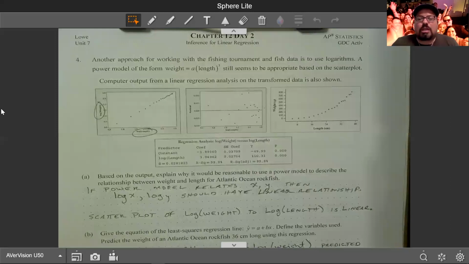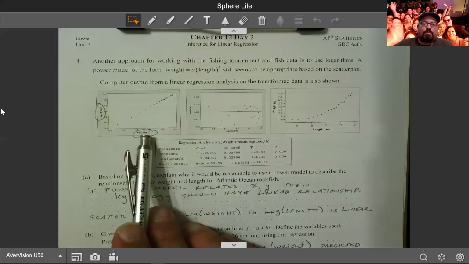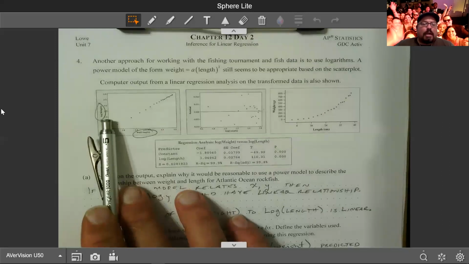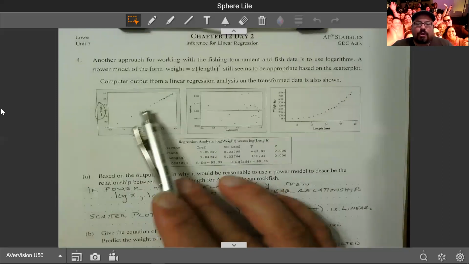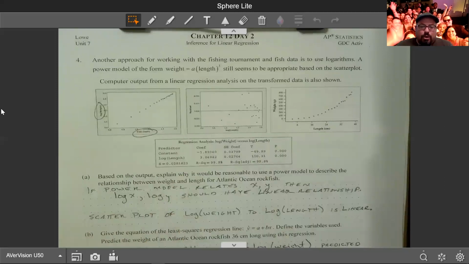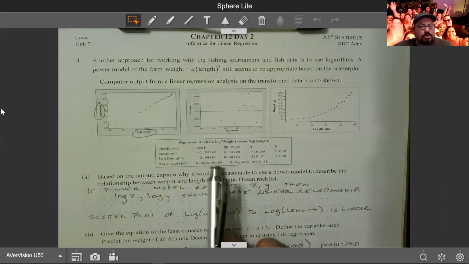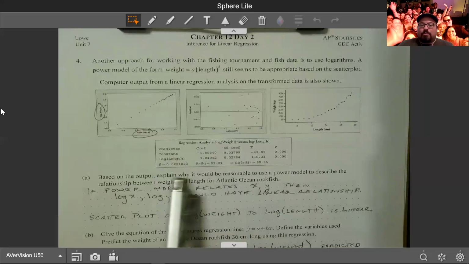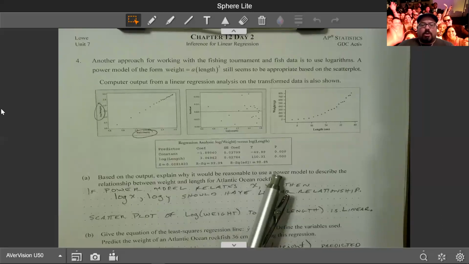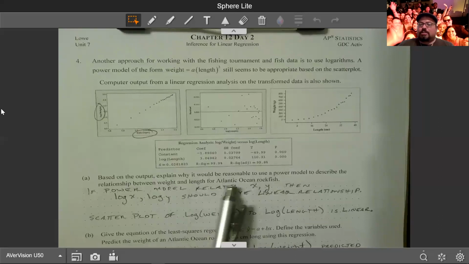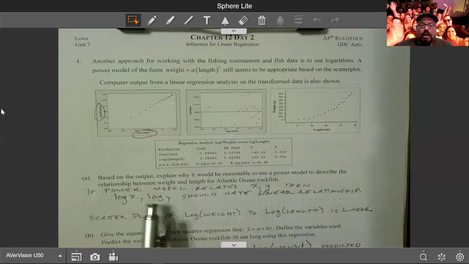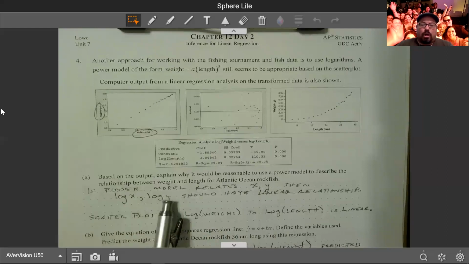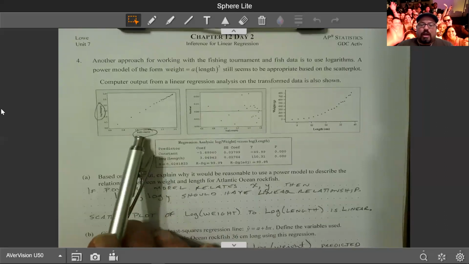And with that approach, we're not going to worry about the math too much, other than we can do a different approach and look at the log of the length compared to the log of the weight. And notice how nicely linear that is for us, right? And notice the R square value, a very, very nice R square value there as well, 99.9%. Based on the output, why would it be reasonable to use a power model? Well, if a power model relates your X and Y variables, then the log X and log Y scatter plot, so log Y versus log X, should have a linear relationship.